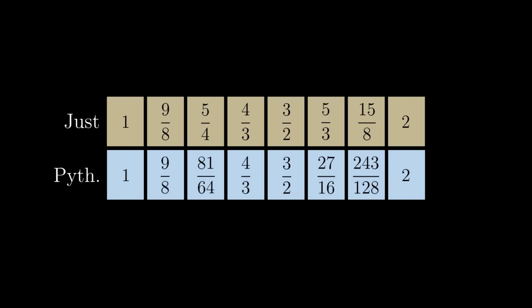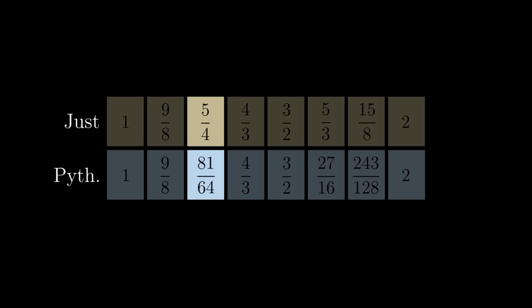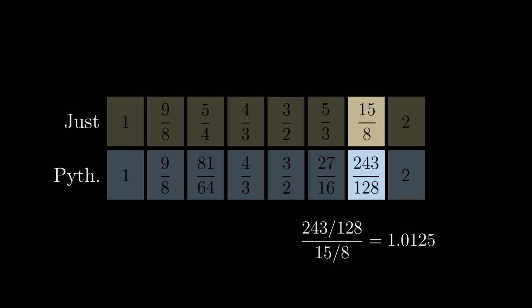The new just ratios are numerically pretty close to the Pythagorean ones. For example, the Pythagorean third note, 81/64, is only 1.25% above the just third note, 5/4. And there is also a 1.25% deviation in the sixth note and in the seventh note.